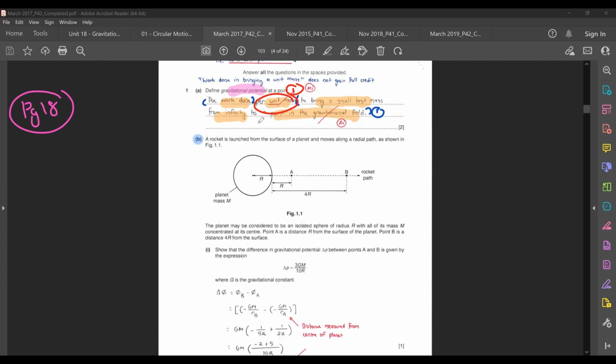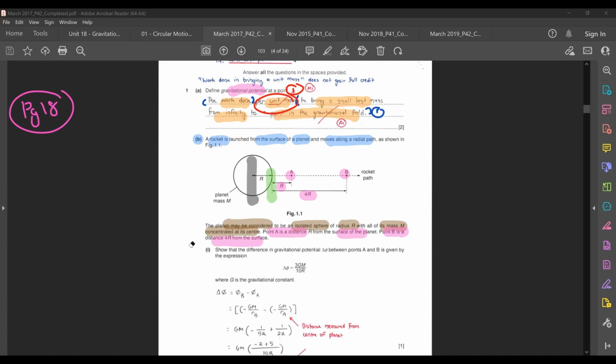in B, they mentioned that a rocket is launched from the surface of a planet and it moves along a radial path as shown in the figure below. The planet may be considered to be an isolated sphere of radius r with all of its mass m concentrated at its center. So here, point A is the distance r from the surface of the planet, and point B is the distance of 4r from the surface of the planet. So all this is actually measured from the surface. Notice that they're not measured from the center of the planet. They're actually just measured from the surface of the planet itself.